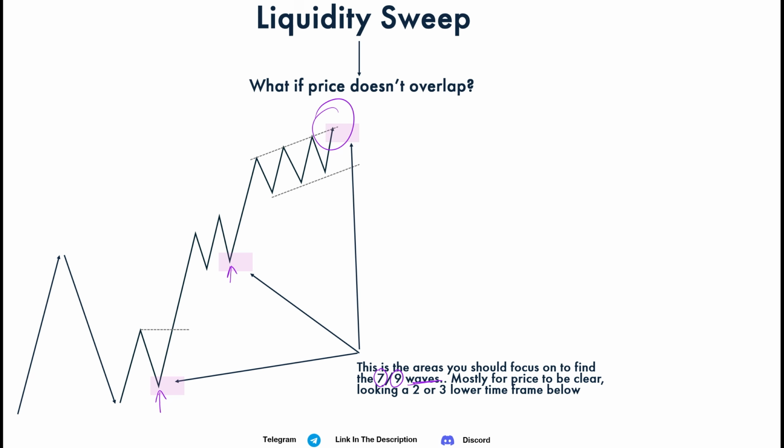Mostly for price to be clear, look at 2 or 3 in the lower time frame or below, and it will be very clear. Like, let's see right now, you have this low here. Let's say this is not a complete low, but you don't have a clear view of this area. If right now you are on the 4 hours time frame, you'll move on maybe to the 30 minutes to see the structure very clearly here, to find the 7th or the 9th wave.